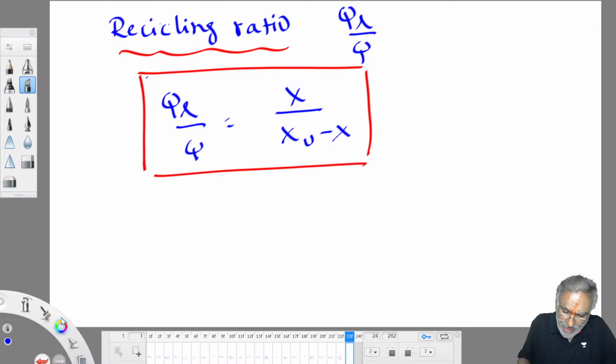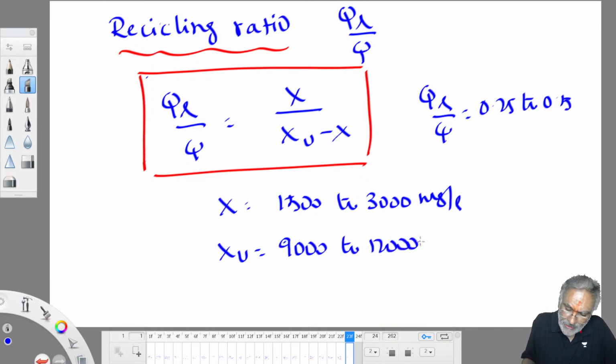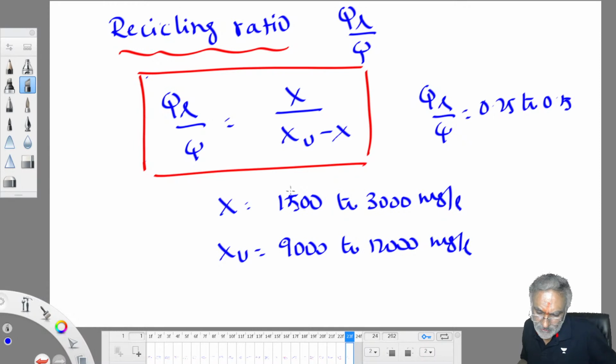To maintain this QR by Q ratio anywhere between 0.25 to 0.5, you have to maintain the X value anywhere between 1500 to 3000 milligram per liter, and the XU value anywhere between 9000 to 12000 milligram per liter. Understood? Then we can maintain the QR by Q ratio 0.25 to 0.5.